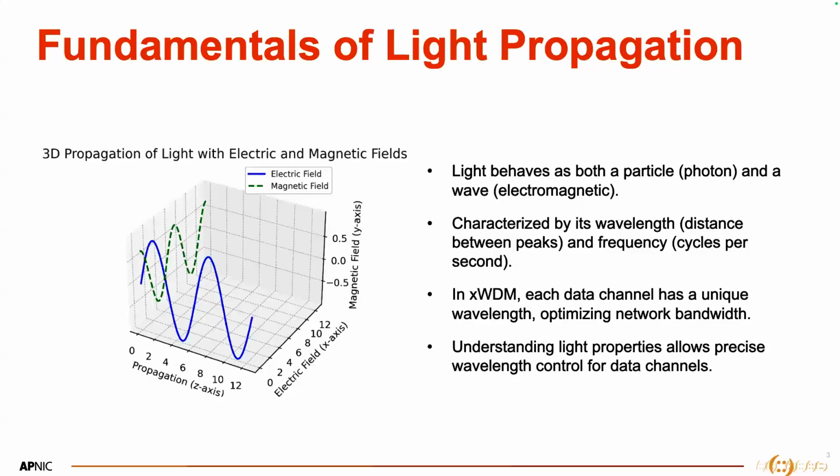So light works as a particle and light works as a wave as well. When we refer to light as a wave, we basically mean it is an electromagnetic wave. That means it has two axes or two planes to travel. One plane is for the electric part, another plane is for the magnetic part, right?